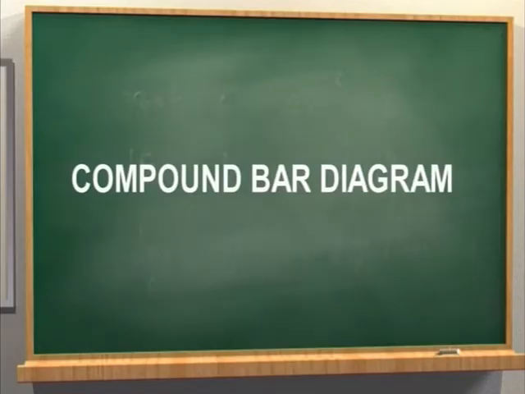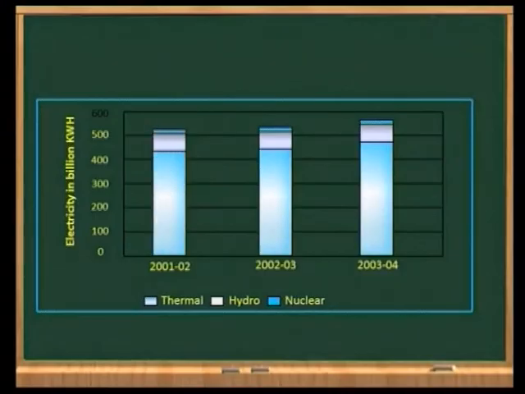Now let us move on to compound bar diagram. When different components are grouped in one set of variables or different variables of one component are put together, their representation is made by a compound bar diagram. In this method, different variables are shown in a single bar with different rectangles. Look at the example of a compound bar diagram.